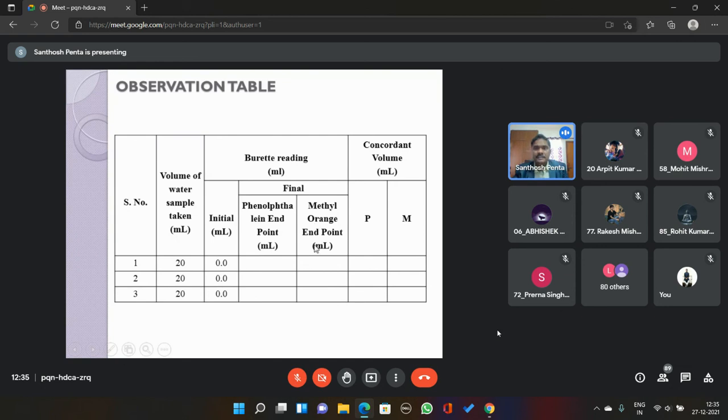Continue from the same reading. Don't make it 0. Again, when the solution turns to pinkish red, stop the titration. Note down the reading. This is the methyl orange reading.